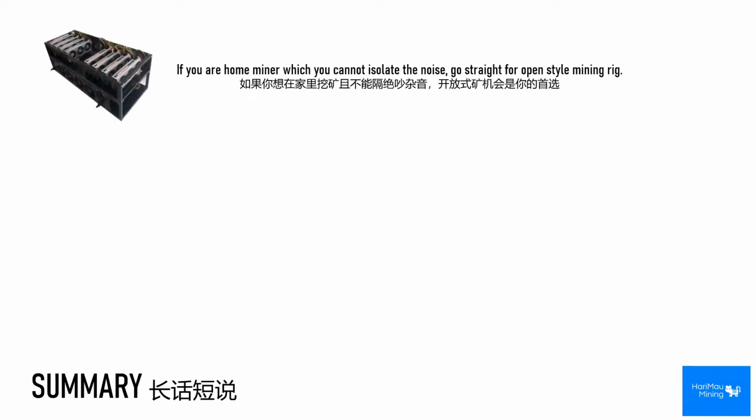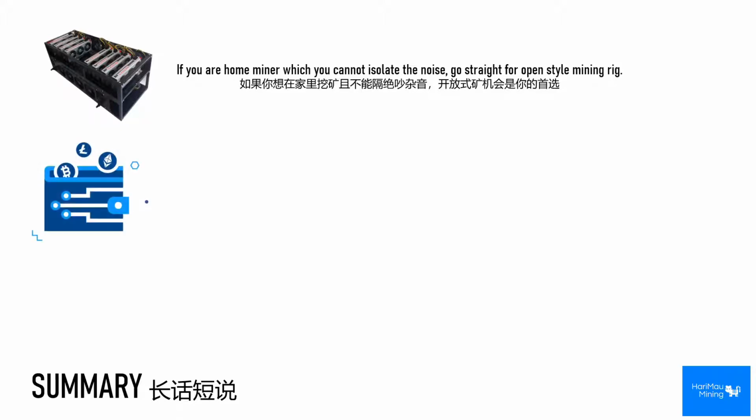In summary, if you are a home miner who cannot isolate the noise, go straight for open style mining rigs. Because if you are using casing mining rigs, the fan noise is much higher compared to open style mining rigs. When you use open style mining frames, the heat dissipates to your ambient freely. But when you use a casing, you need the fan to blow in fresh air and also extract the hot air from the casing. So the fan needs to be at much higher speed, so the noise comes from there.